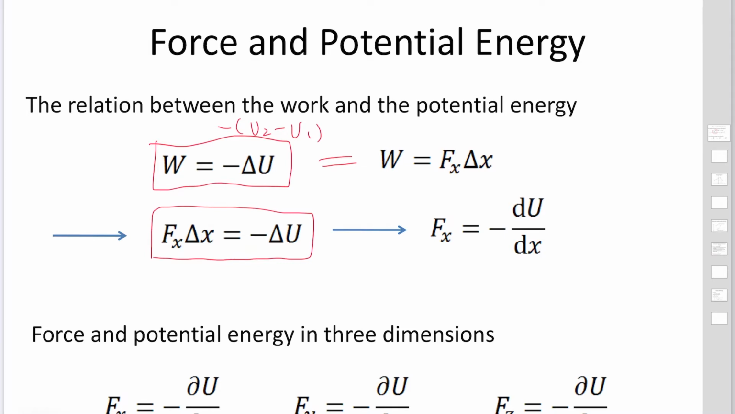So if you divide by delta x, F sub x equals minus delta U over delta x. If you take the limit of delta x to 0, F sub x is equal to minus dU/dx. So using the derivative of the potential energy, we can derive the force.